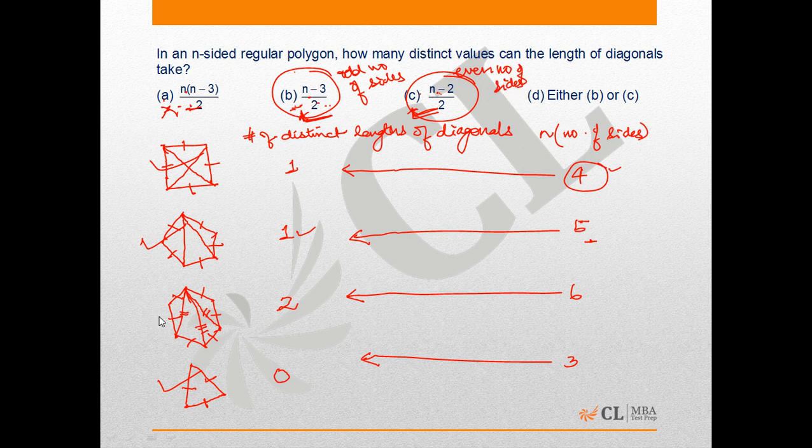So let's confirm this with the regular hexagon. If we have a regular hexagon with an even number of sides, let's put n equal to 6 in option C. So we will have 6 minus 2, which is 4. 4 upon 2 will give us 2. So the right answer is D.